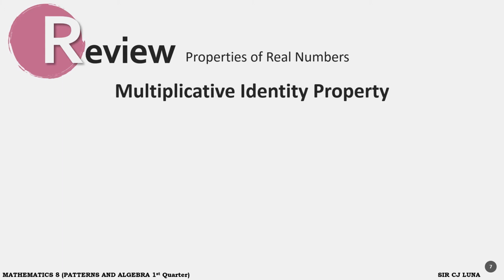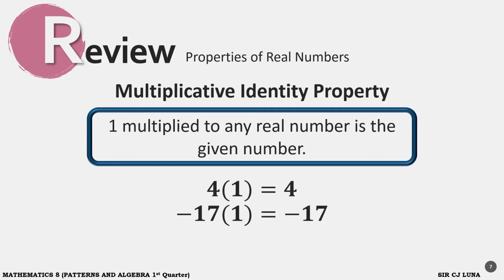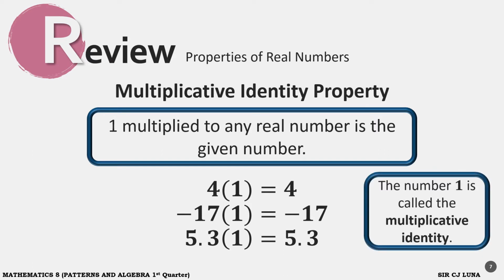Fourth is the multiplicative identity property. 1 multiplied to any real number is the given number. 4 times 1 is equal to 4. Negative 17 times 1 is equal to negative 17. 5.3 times 1 is also 5.3. The number 1 is called the multiplicative identity. Whatever you multiply to 1, the product is always the number itself.